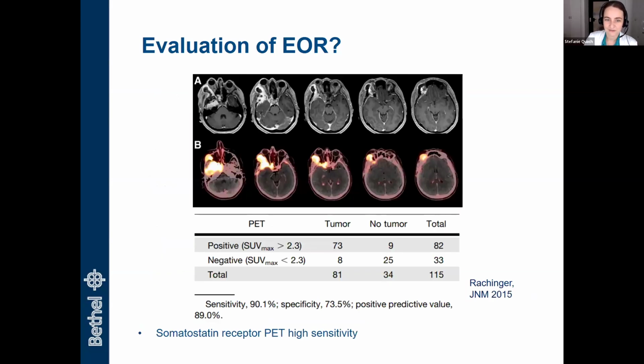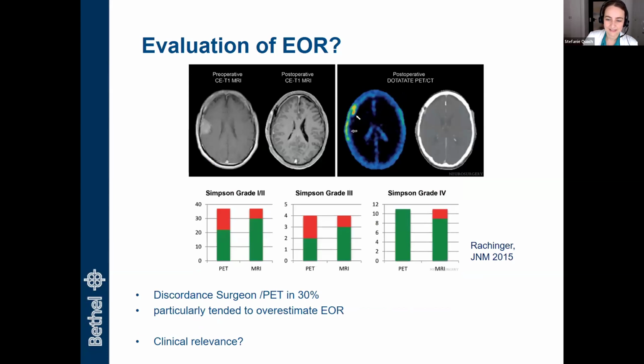Nowadays, there are more ways to visualize meningioma, and one of special interest is the dotatate PET-CT. This relies on the high expression of somatostatin receptor 2 in meningioma, especially in grade 1 meningioma. And as Dr. Rachinger could show several years ago, there's a very high sensitivity of dotatate PET-CT to delineate meningioma, specifically also compared to healthy dura, to bone, and to also scar tissue. This corroborates with an incomplete resection.